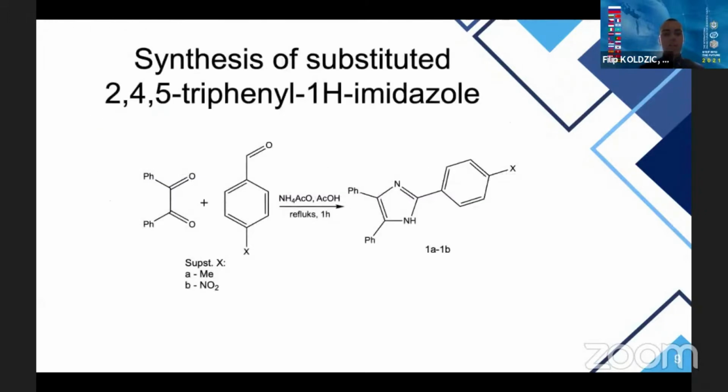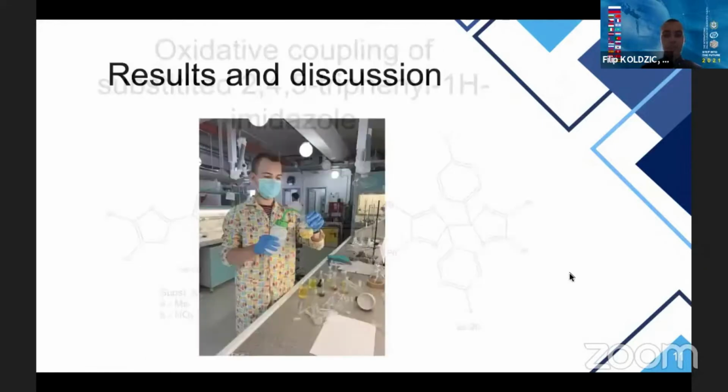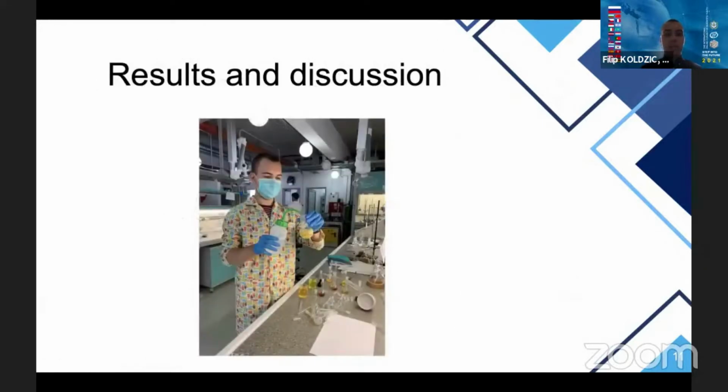The first step of the synthesis was the condensation between benzil and substituted benzaldehydes in the presence of ammonium ions, and by that, substituted triphenyl imidazoles were obtained. And the second step was oxidative coupling between those substituted triphenyl imidazoles to get the dyes, where the dye with the methyl substituent is called 2A, and with the nitro substituent 2B. Now I will present the results and discuss them.